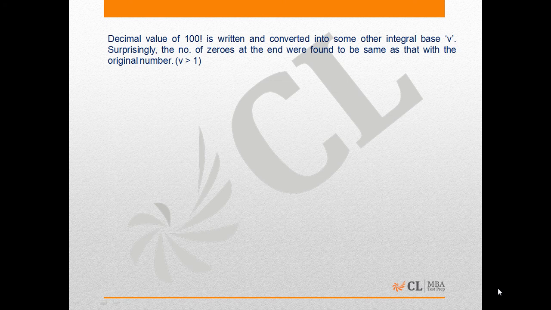This will be a round 2 or round 3 question, right? It's given that the decimal value of 100 factorial is written and converted into some other integral base v. The number of zeros at the end was found to be the same as that of the original number. First, we need to find the number of zeros in 100 factorial.